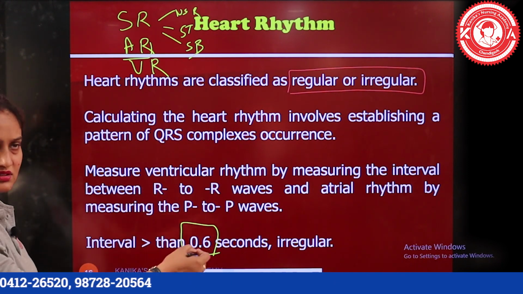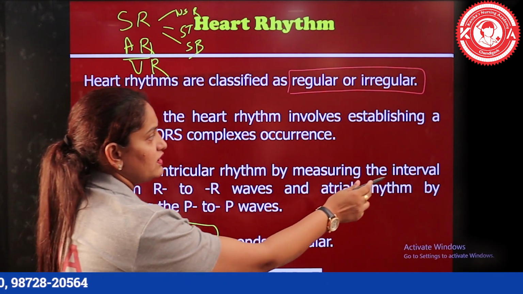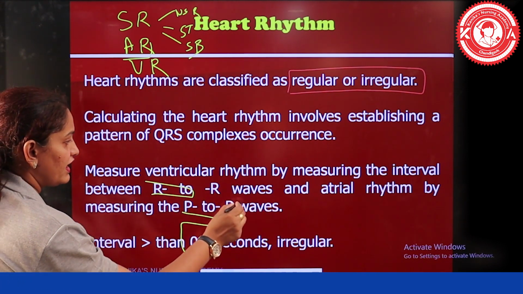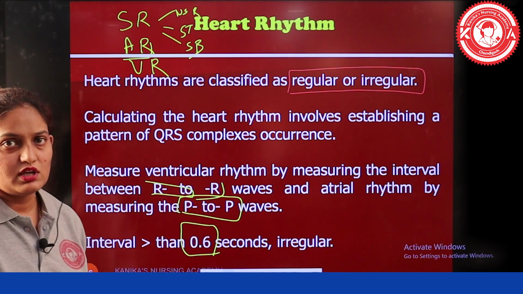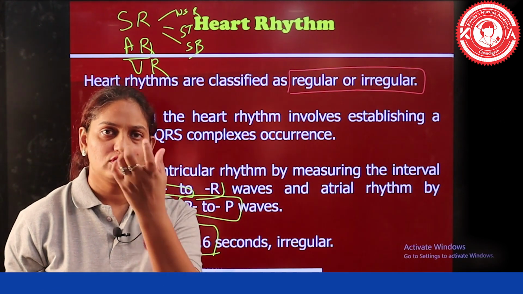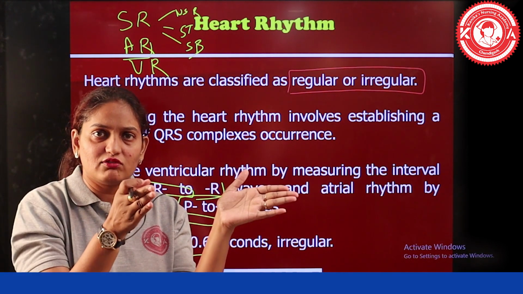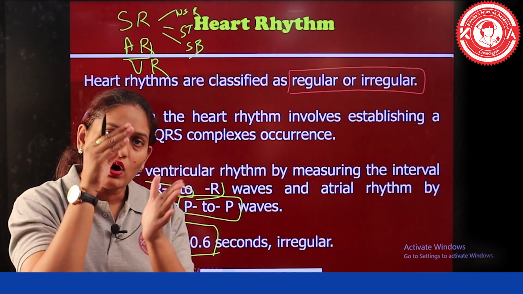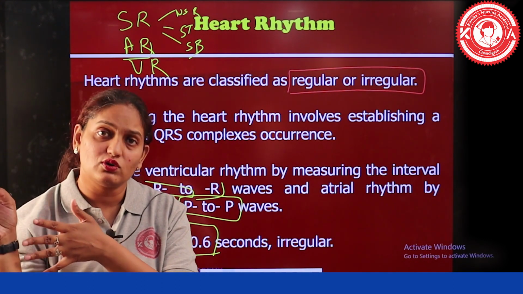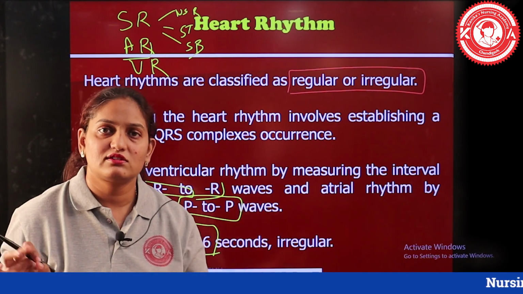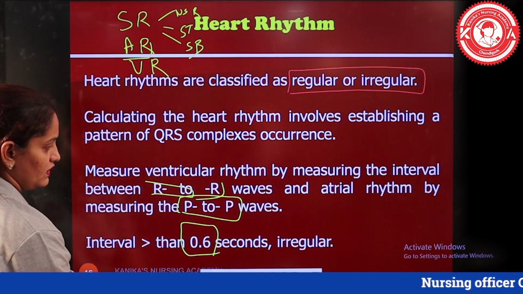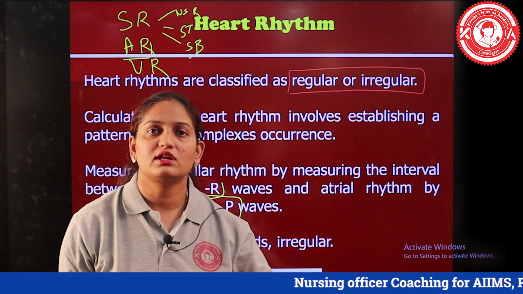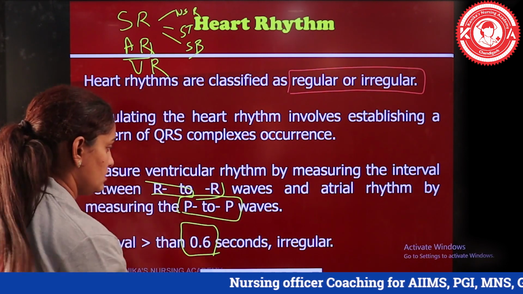So how do we measure this rhythm? Measure the ventricular rhythm by measuring the interval between R to R waves, and atrial rhythm by measuring the interval between P to P waves. All the P's with the subsequent P should have a similar distance between them, and in the same way consecutive RRs should have a similar distance between them. So this was the second question about identifying whether the rhythm is regular or irregular.